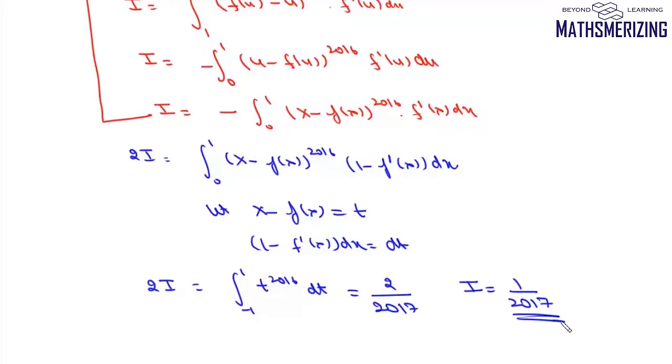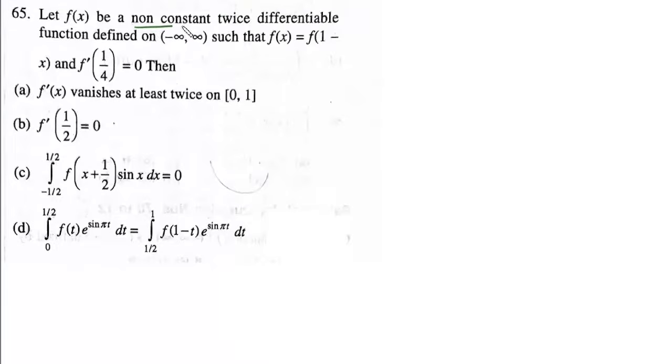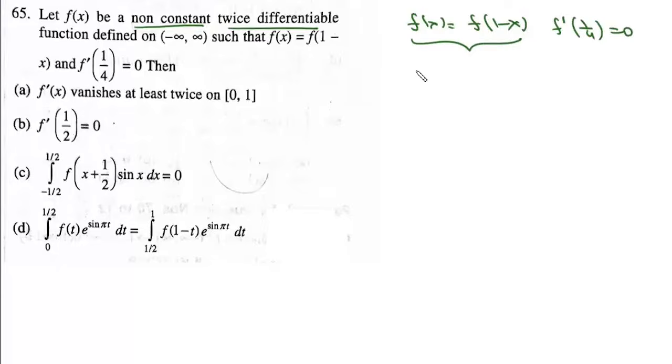Now here the question is, let f(x) be a non-constant twice differentiable function such that f(x) is equal to f(1 minus x) and f dash 1 by 4 is equal to 0. Now if f(x) equals f(1 minus x), we know that this function f(x) is symmetric about x equals 1 by 2, and since this function is a differentiable function, that means f dash 1 by 2 must be 0. So this option A, it is correct.